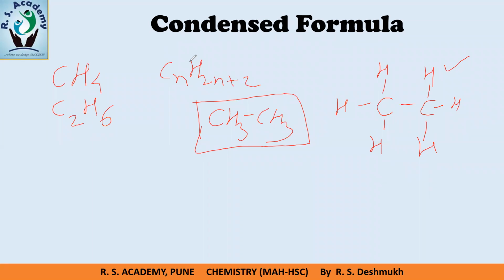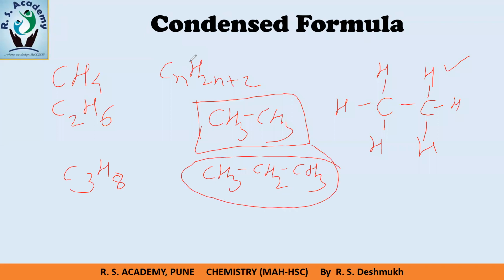Again, I will go beyond this. If I want to go to the next compound, I will write CH3CH2CH3. If you combine all this, this becomes C3H8, that is nothing but propane. This is also a condensed formula because I am writing it combinedly. Whenever you are writing the condensed formula, never show the bonds in between. So how will I write? I will say it is CH3CH2CH3.